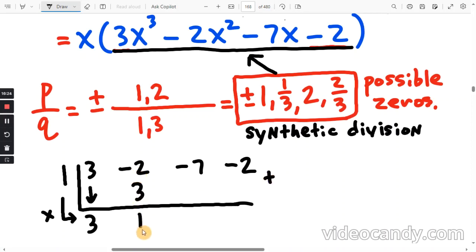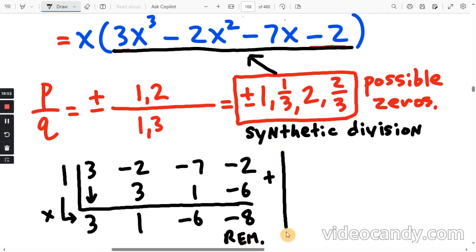-2 plus 3 is 1. 1 times 1 is 1. -7 plus 1 is -6. 1 times -6 is -6. And here you have -8. That is your remainder. If you have a remainder of -8, then that means it's not a 0. We're looking for a remainder of 0. So that one did not work.